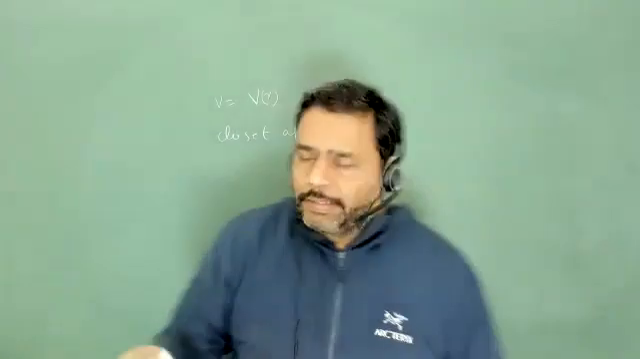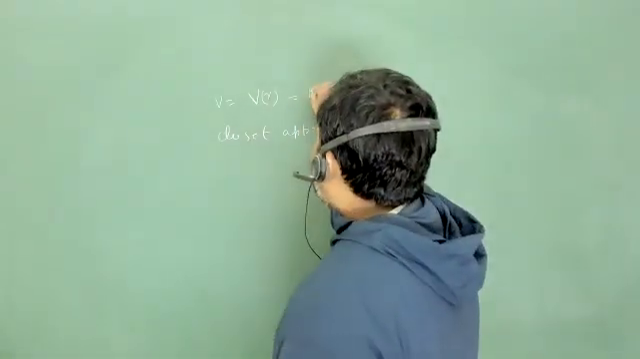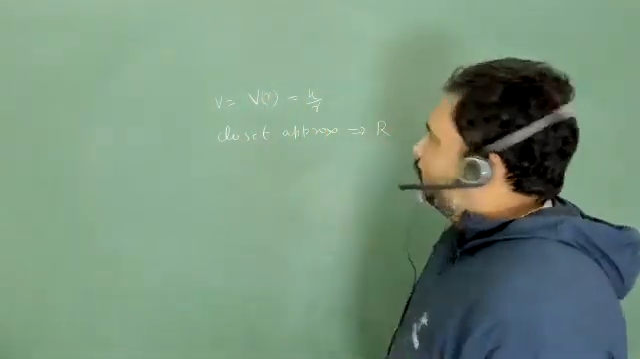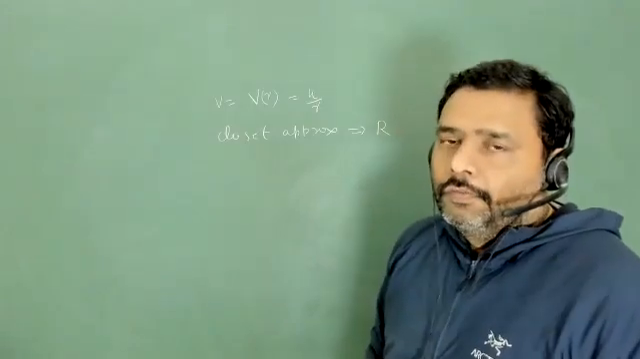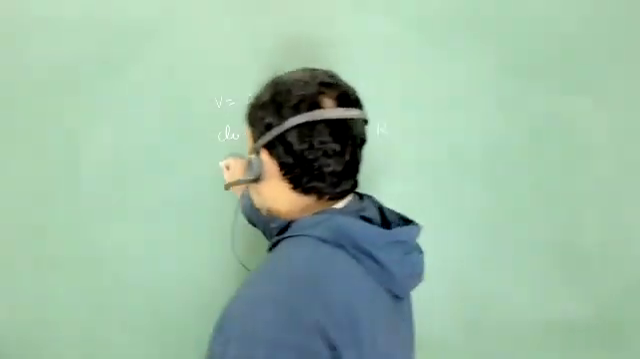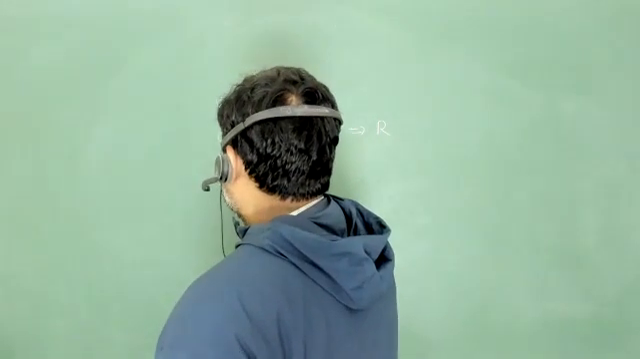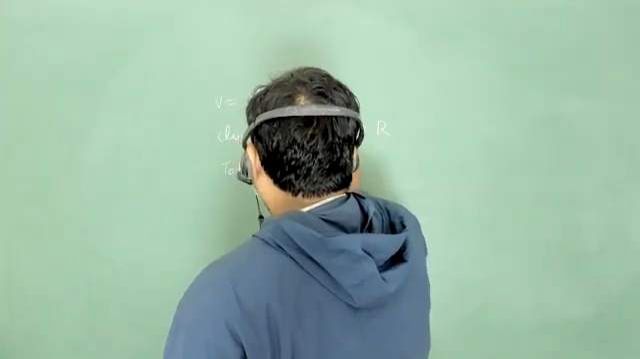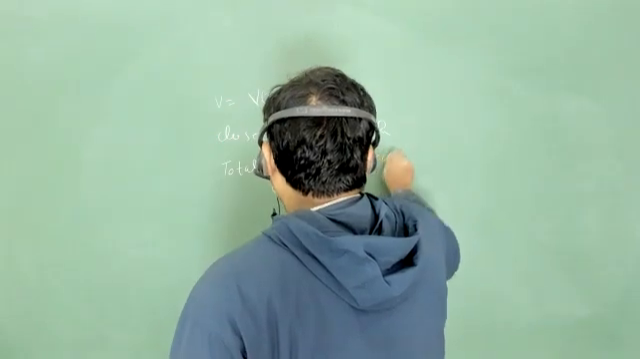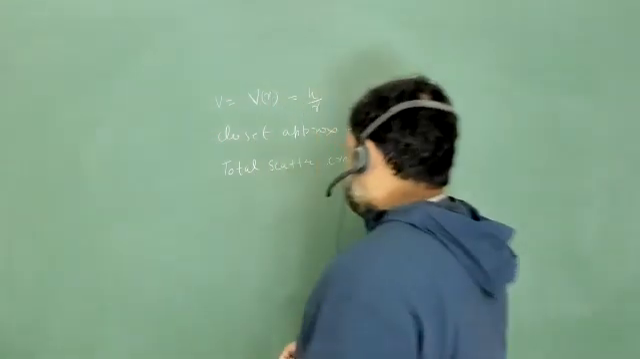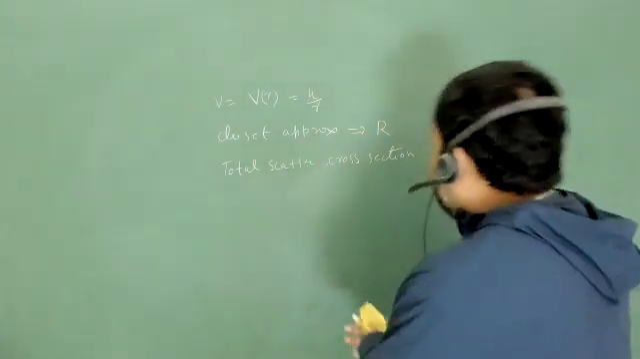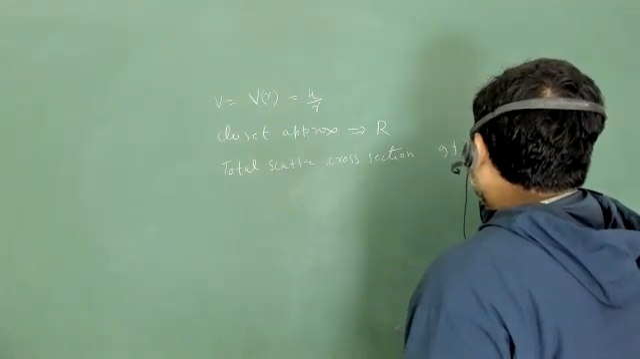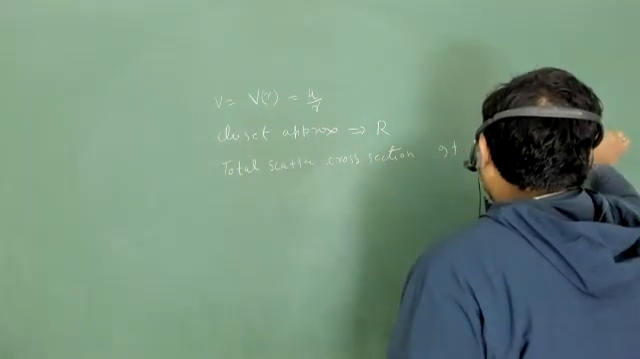It may be some repulsive potential. Maybe this potential is K by R. So I am just doing it in a generalized way. Okay. So this is your closest approach of a particle. What do you have to do? You have to calculate the total scattering cross section if E is the energy of the particle.